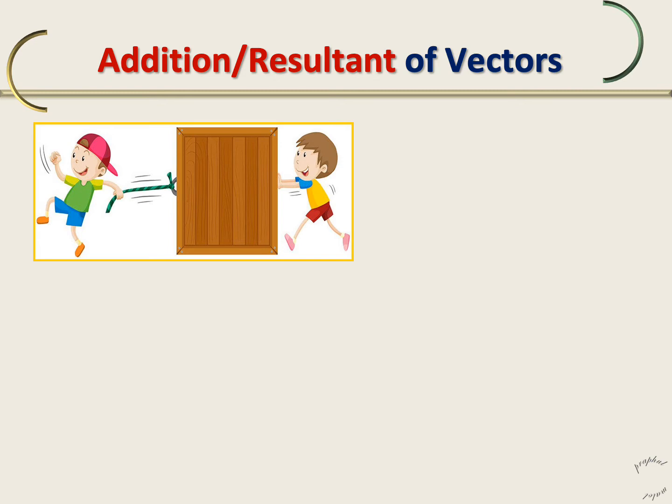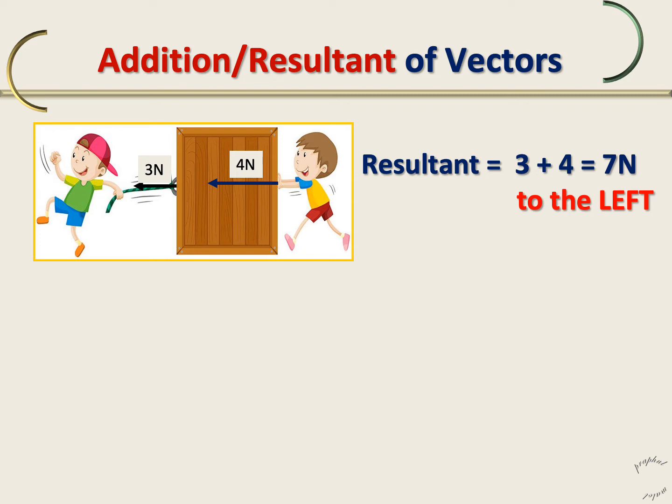A person is pushing and another person is pulling a table. A person is pushing with 4 Newton, the other person is pulling with 3 Newton. So the total force acting on the table is what you call the resultant force, and in this example the resultant force is 3 plus 4, which is 7 Newton. Here Newton is the unit of force, and force is a vector, so you have to specify the direction. The direction is given as to the left.